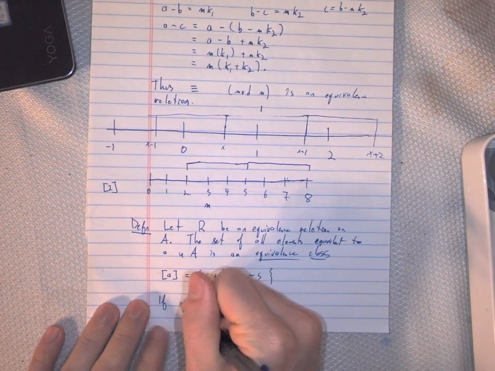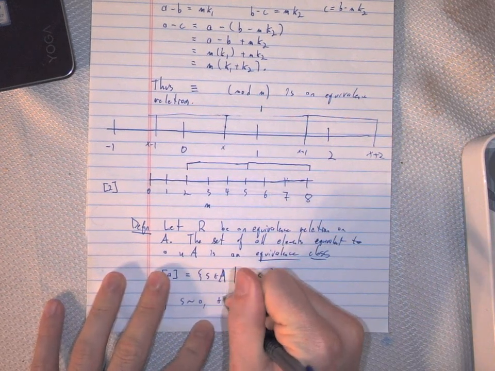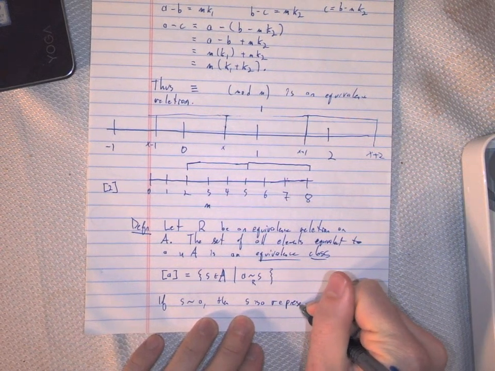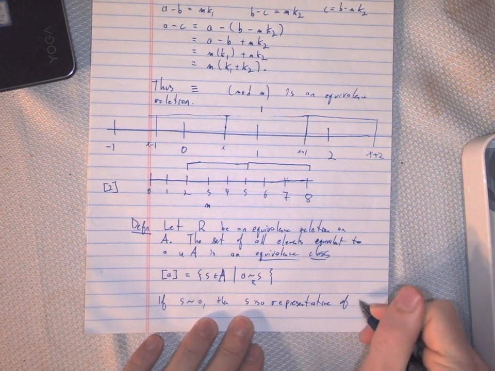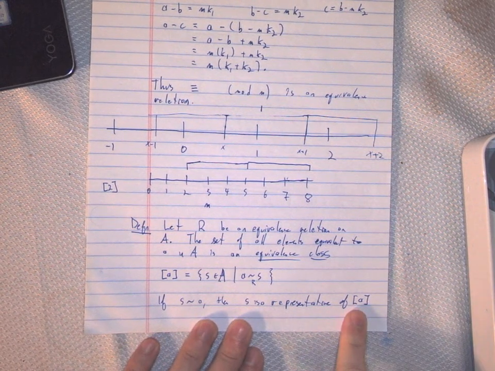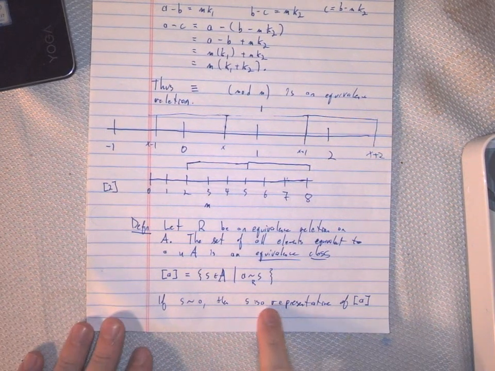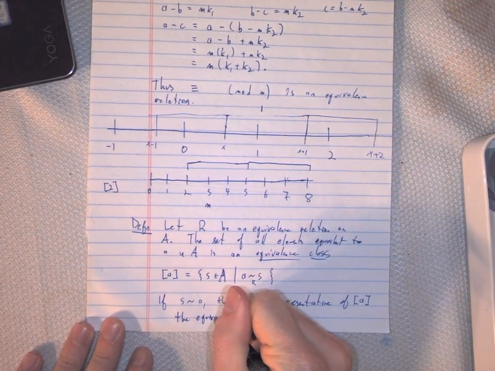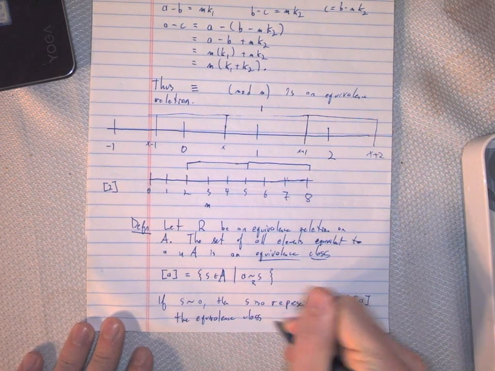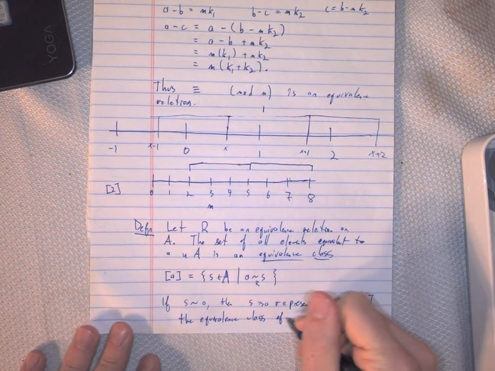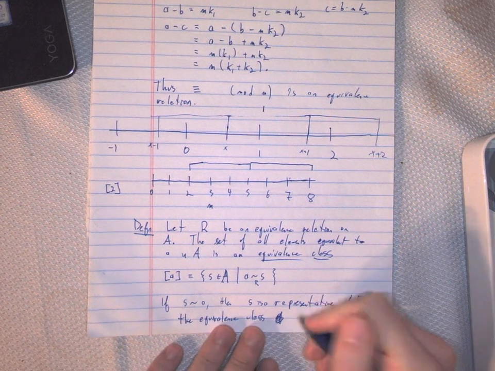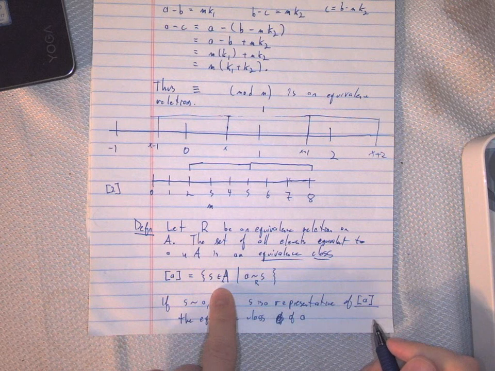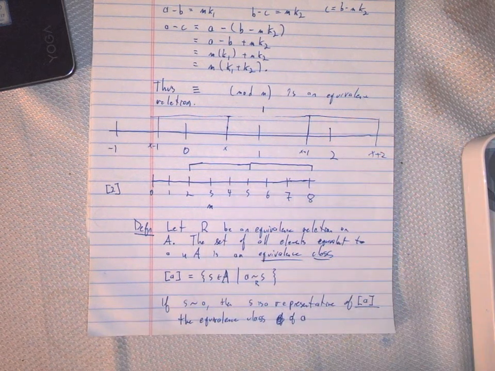So if s is related to a, then s is a representative of [a], where this box notation denotes the equivalence class of a. So s is a representative of the equivalence class of a. This thing is the equivalence class of a. It's the set of all things that are equivalent to a under the relation.